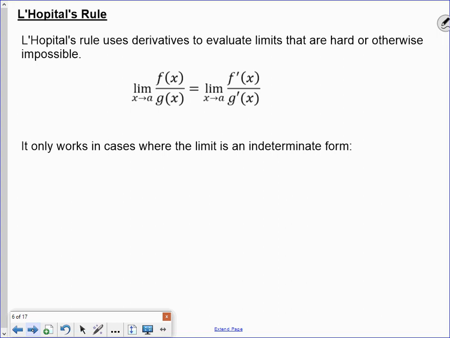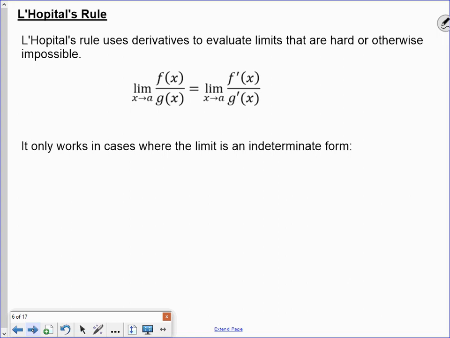So what L'Hopital's rule states is that if we're evaluating a limit as x tends to a of f at x over g at x, that is equivalent to the limit as x tends to a of f prime at x over g prime at x. So basically, if we have a complicated limit that involves an expression in the numerator and the denominator, or a rational function, we can take the derivative of the numerator, the derivative of the denominator, and then try to evaluate the limit again. The caveat here is this only works in cases where the limit is an indeterminate form.